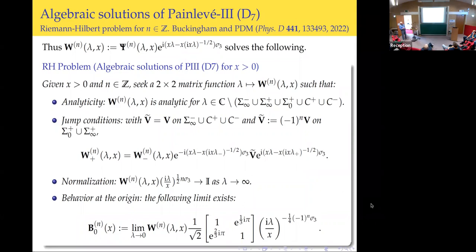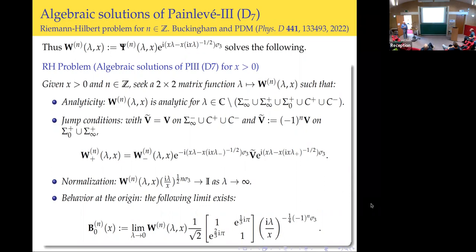The jump conditions are, well, I'm going to use a V tilde as the jump matrix. That's equal to V on all the jump contours except that branch cut where it's minus 1 to the n times V, taking into account that flipping of the sign. Okay, and then I should conjugate by these exponential factors that are appearing here with the correct boundary values, minus and plus on opposite sides of the branch cut where it matters. The matrix W is normalized by this power depending on n here as the identity as lambda goes to infinity. So that index is incrementing with n every time.